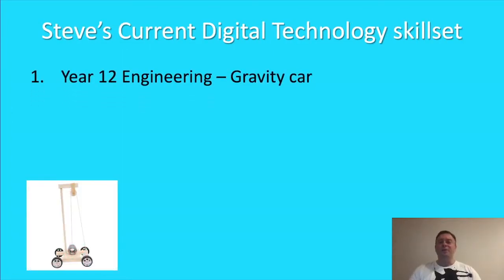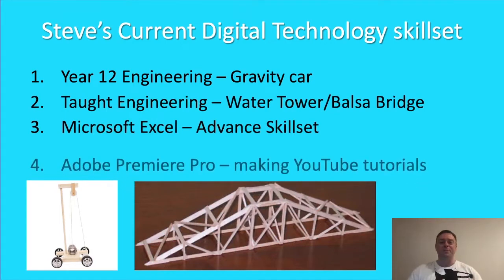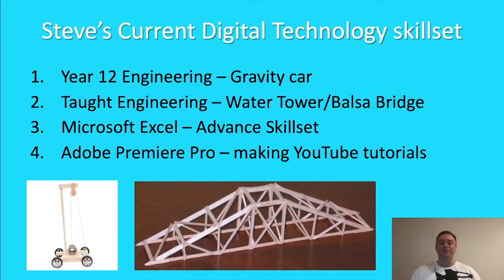In Year 12, I built a gravity car with the same principles as this project. The trick that our class worked out was to get the frame as light as possible and to transfer as much energy to the axle without the wheels slipping. I've also taught in the past how to build water towers and balsa bridges using triangulation to improve the frame strength. I also have advanced software skills from teaching and making YouTube tutorials.